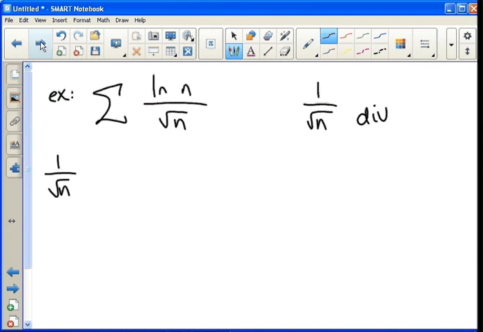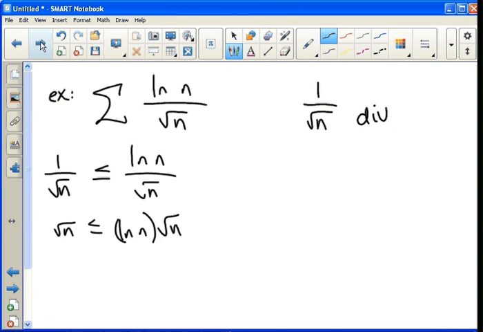Okay, now we cross multiply, 1 times the square root of n, less than or equal to natural log of n times the square root of n. Okay, and this should obviously be true to you as well. Multiplying by the natural log is going to make something bigger than if we don't multiply by it. So this holds true, which means they both diverge.